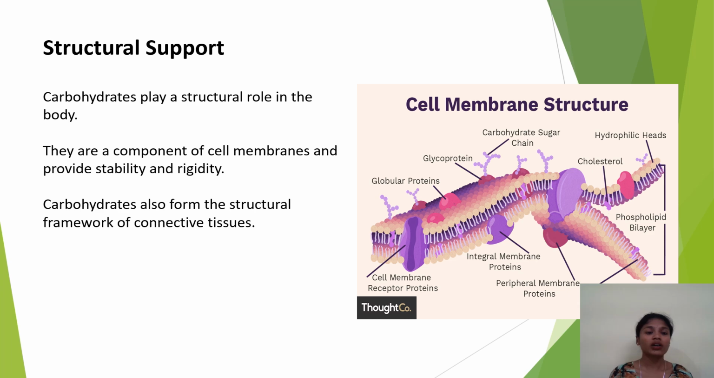Structural support. Carbohydrates play a structural role in the body. They are a component of the cell membrane and provide stability and rigidity. Carbohydrates also form a structural framework of connective tissue. There are primary functions of carbohydrates in the human body. They are energy production, energy storage, building macromolecules, and lipid metabolism.